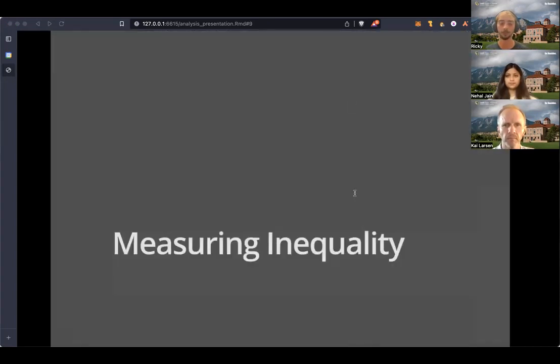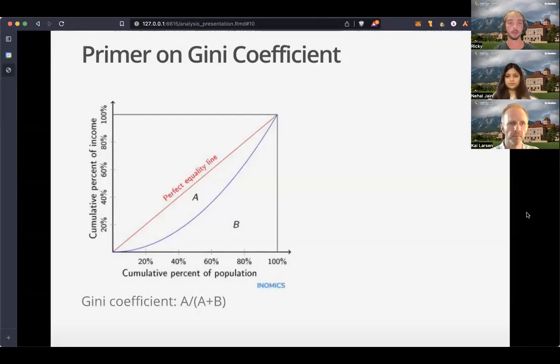So this analysis, as we've already talked about, will be focused around measuring the level of inequality that exists in DAO voting mechanisms. Before we really get started here, I'm going to give a quick overview of something we call the Gini coefficient. This chart might feel a bit overwhelming at first, but it should make more sense after we explain it. On the x-axis, we have the cumulative percentage of the population, and on the y-axis, we have the cumulative percentage of the income earned by this population.